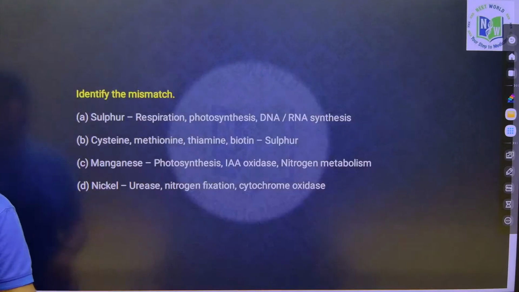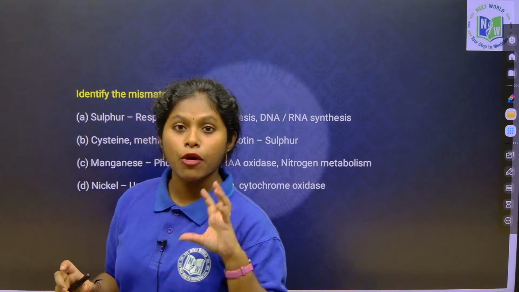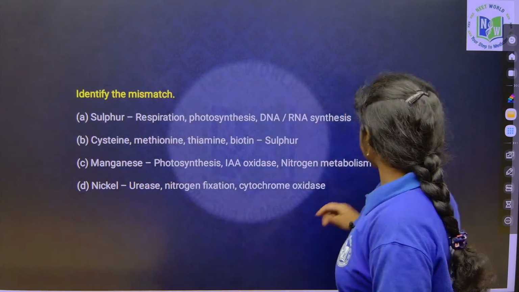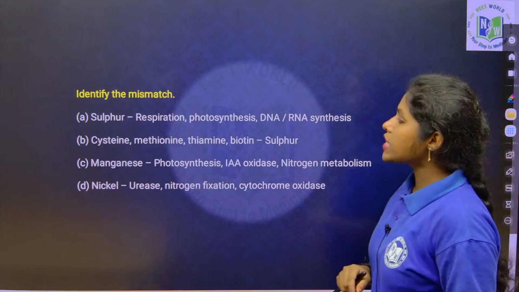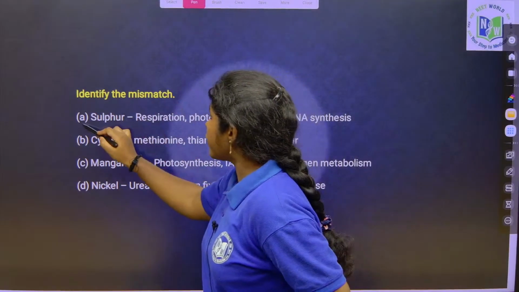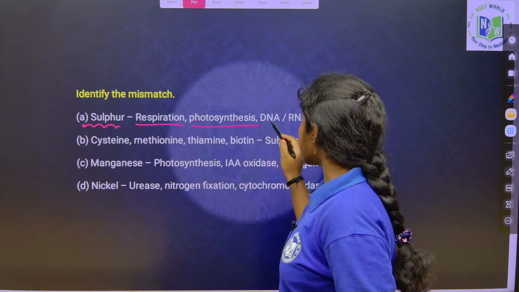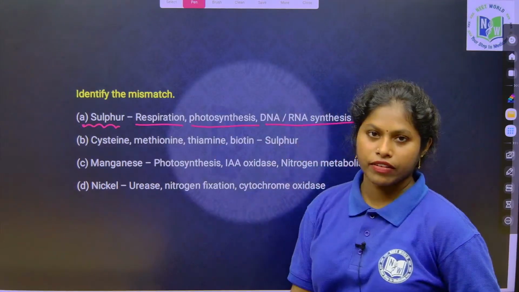See the next question, students. Here is the next question. Identify the mismatch. They are asking about the mismatch. Let's see the mismatch. So here the first option says sulfur: respiration. Sulfur is the element involved in respiration, photosynthesis, DNA, RNA synthesis, they have given.